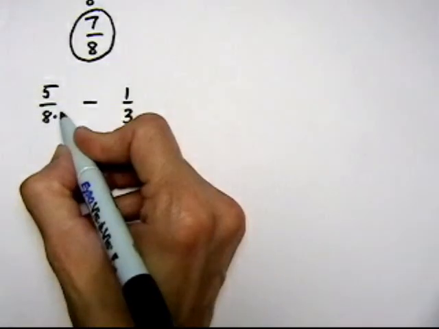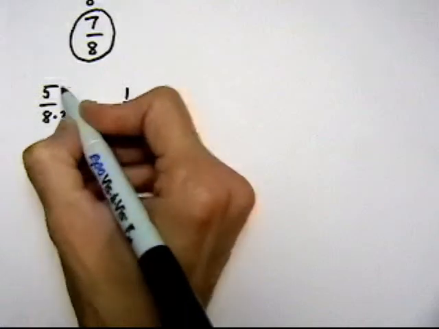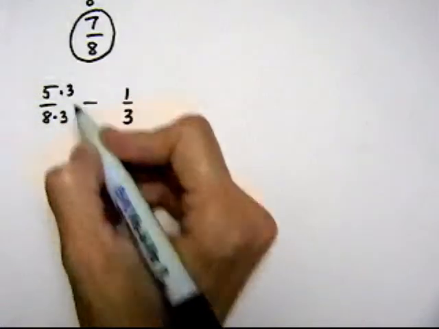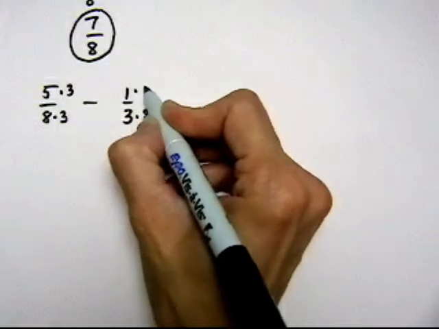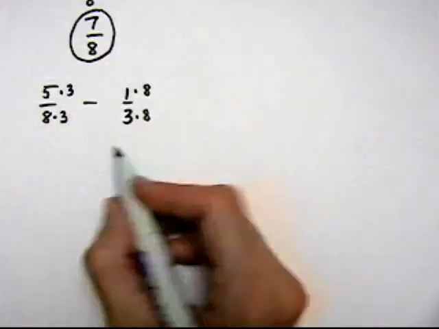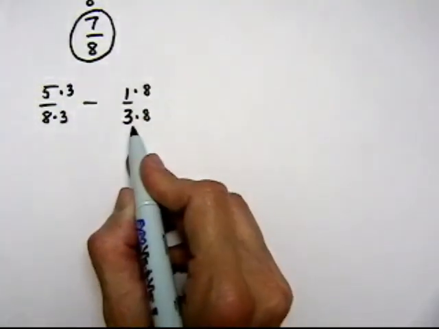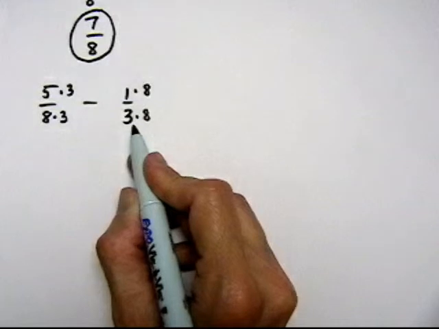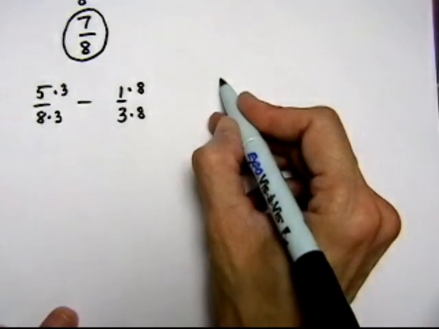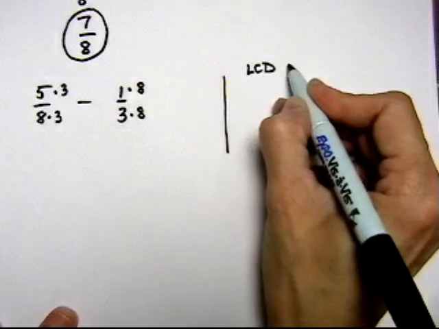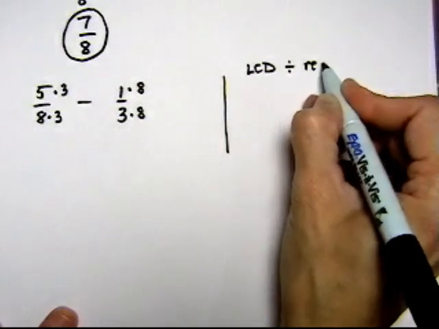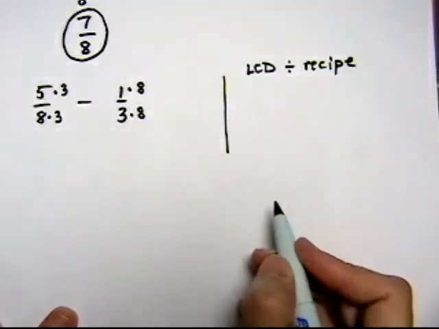So I'm going to do 8 times 3, balance it out on top with 5 times 3, and I'm going to do 3 times 8, balance it out on top with times 8, and that will give us 24. Now just for a second, I want to go off to the side and show you what you can do if you're not sure how to get the LCD. You can use this LCD recipe. It's LCD division recipe, I'll call it.